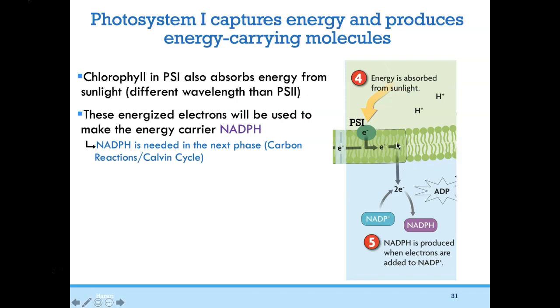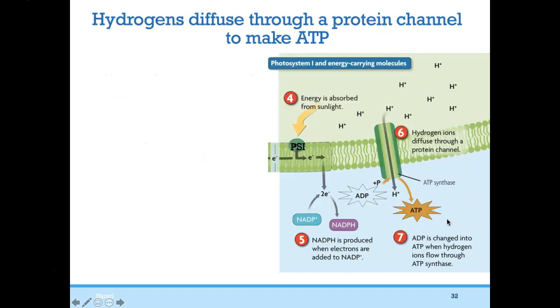So these electrons that were energized in chlorophyll will be added to NADP plus to make NADPH. Remember, that's like a charged battery. And NADPH is needed in the next phase, which is the Calvin cycle. So again, at photosystem 1, those electrons in the chlorophyll are excited. Those are used to reduce NADP plus into NADPH. So you get a stored battery.